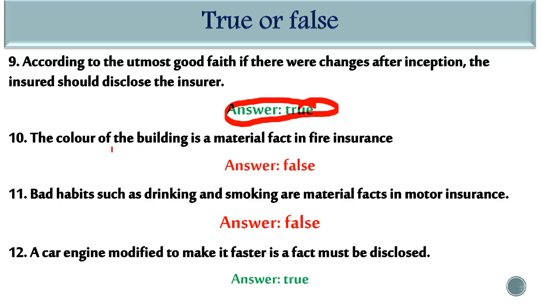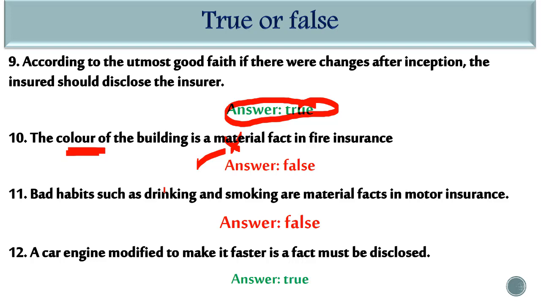Number 10. The color of the building is a material fact in fire insurance. A material fact is a fact that would influence the judgment of the insurer in assessing the risk to decide to accept or decline the coverage, and if accepting, to what terms and conditions. Examples of material facts in fire insurance: the construction of the building, the nature of its use, and the availability of firefighting equipment. So the color of the building isn't a material fact. Our answer is false.